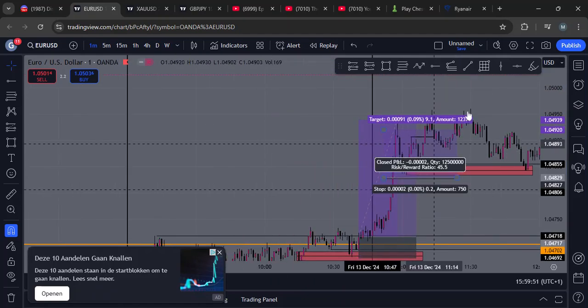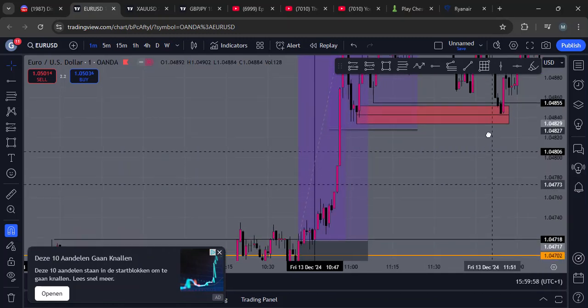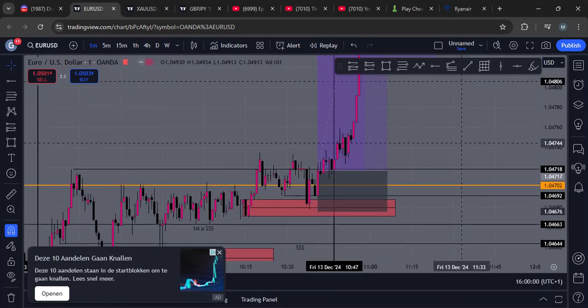You can easily, in just maybe 15 minutes, you could have made 1 to 5. So if you risked €100, you would have made €500. So that is the entry on EUR/USD shortened.